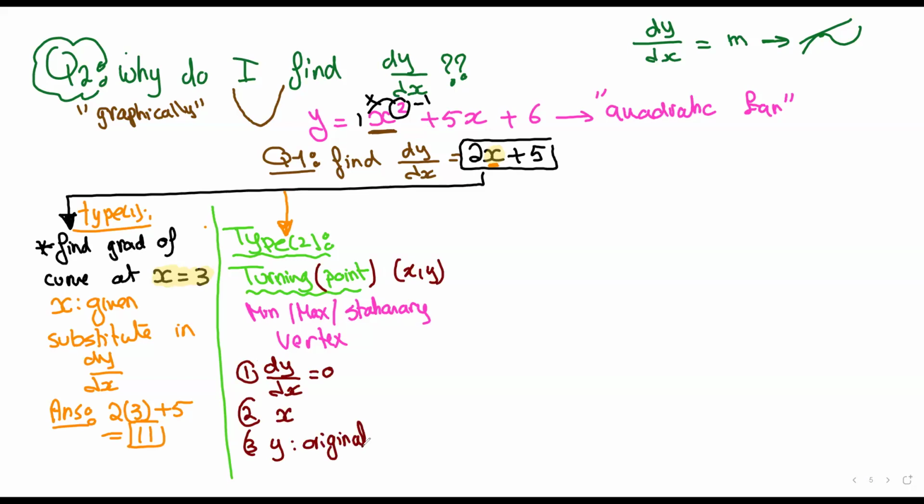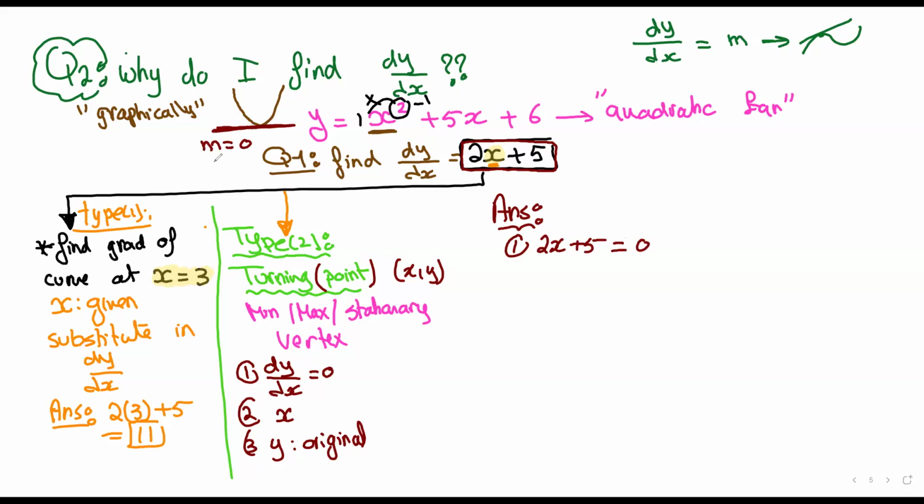Now let's look at the example that I am working on. So let's assume the question said find the turning point. I already found my differentiation. What do I do next? What is my answer? Step number 1: differentiation equals 0. Why? Because any tangent drawn at the turning point is a horizontal line. Any horizontal line has a gradient of 0, therefore it has a differentiation of 0. So this is step number 1.